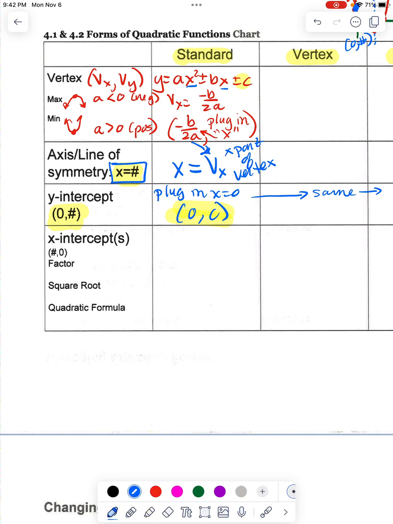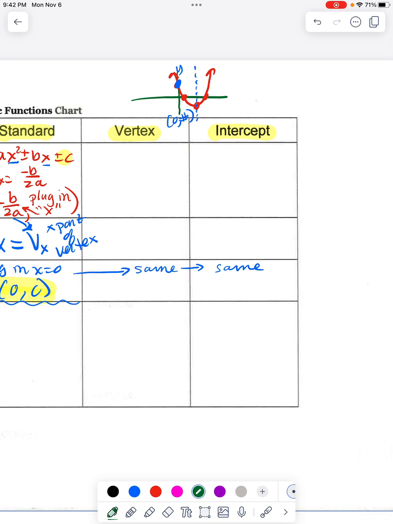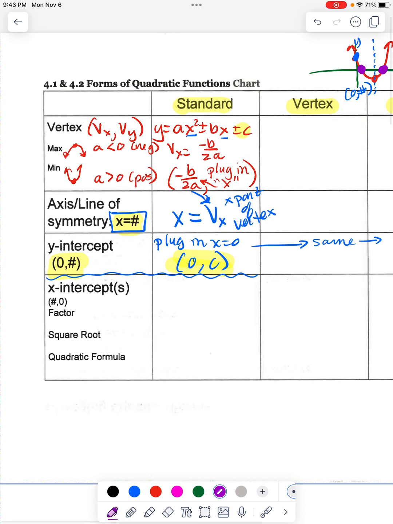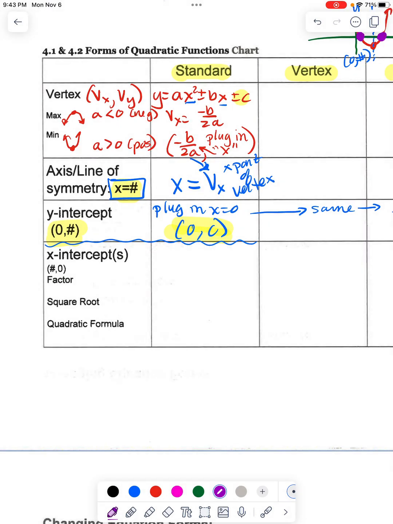X-intercepts is something we are not going to focus on until later in the chapter. X-intercepts is where the graph crosses the x-axis. Like in this picture I drew, it has two solutions or two x-intercepts. Sometimes it'll have one, sometimes it'll have none. The ways we're going to find that will be to factor, use square root, and the quadratic formula. But we aren't doing that right this very second, so I'm going to leave that for now.